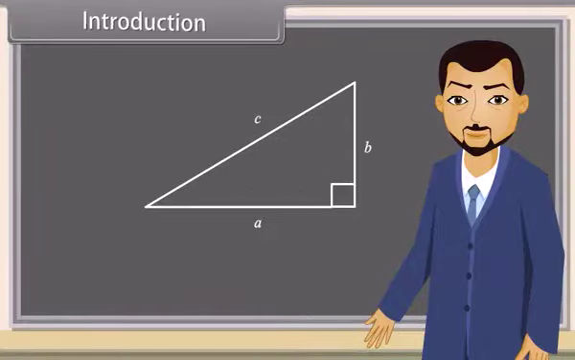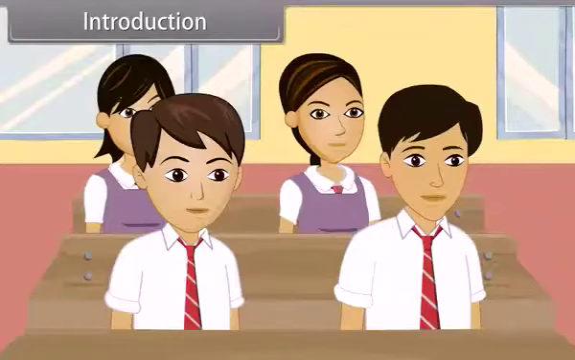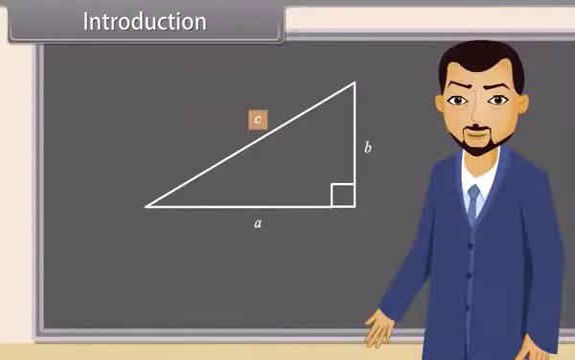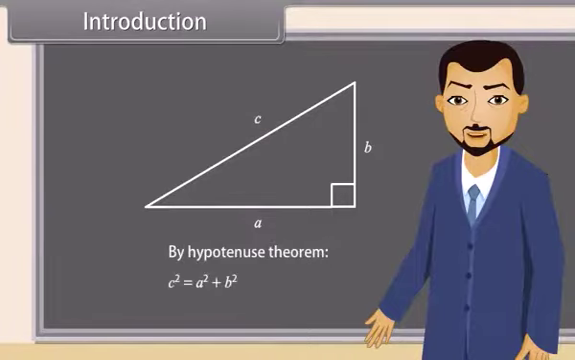Introduction. Students, this is a right-angled triangle. Can you tell which side is the hypotenuse? C is the hypotenuse. Yes, C is the hypotenuse. So by the Pythagoras theorem, C square is equal to A square plus B square. We will prove some trigonometric identities.